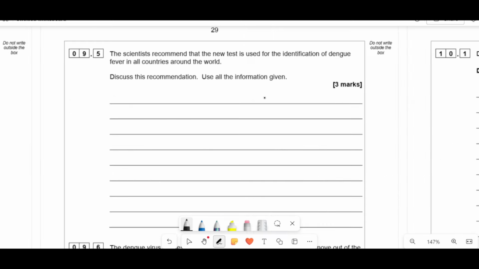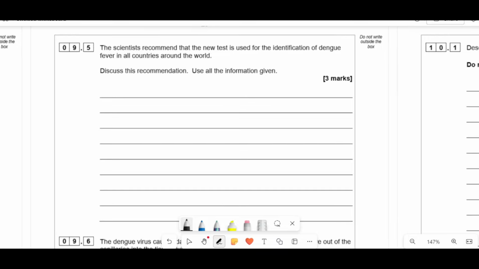The scientists recommended that the new test is used for the identification of dengue fever in all countries across the world. Discuss this recommendation and use all of the information given. So when it says discuss this recommendation using all the information given, what it's telling you is to look at everything and say, is this good? Are they valid for saying this? Is this what the data is saying, that you could do this?